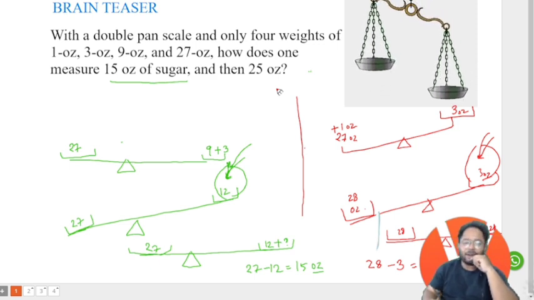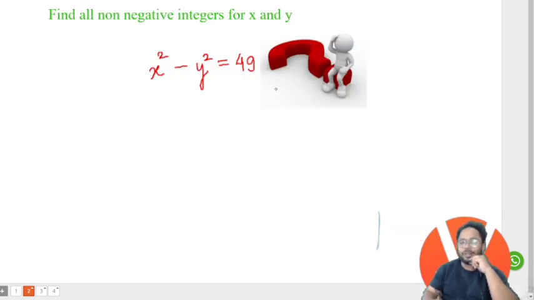So now let's move to another very fantastic question straight from China. One of the Chinese problems that has been asked in a repeated exam says: find all the non-negative integers for x and y, provided x square minus y square equal to 49. So let's solve this.